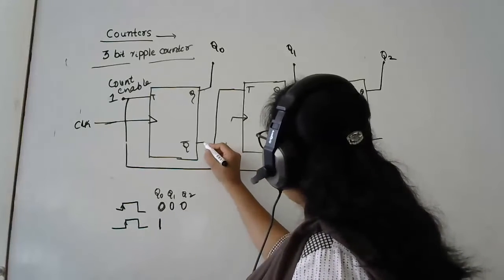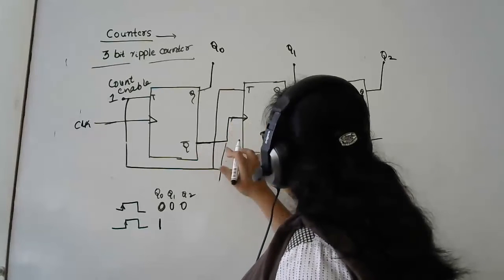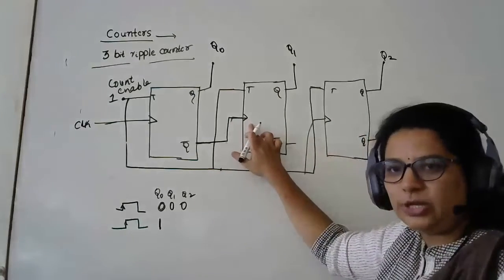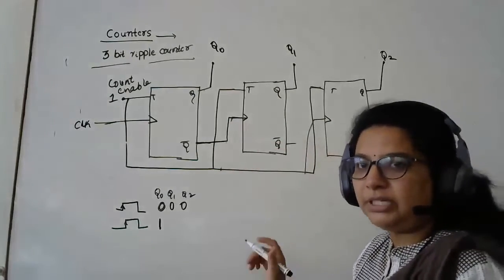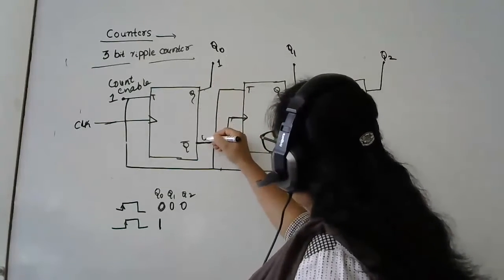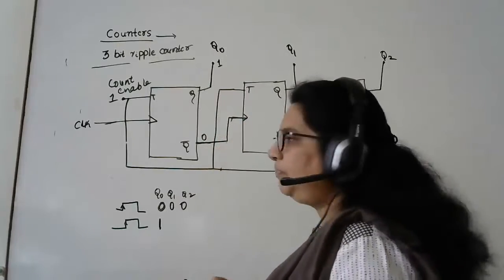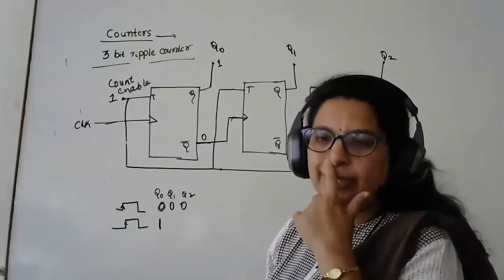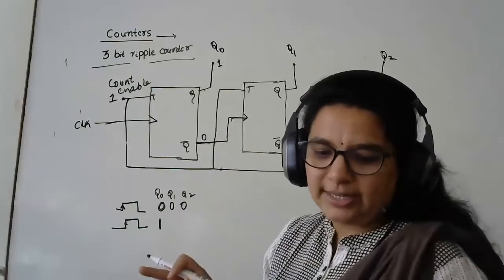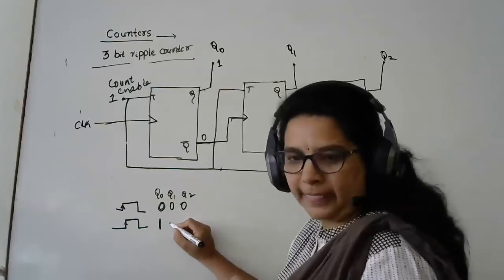Now whatever output I am getting here, that is Q bar, I give it as a clock pulse to the second flip-flop. See, this I am giving as a clock pulse to the second flip-flop. So now what happens? When my output has become 1 here, that is Q becomes 1, Q bar will be 0, right? So 0 is applied over here. So my clock pulse is going down. As it is going down, what happens here? There will be no change in the output. Correct?